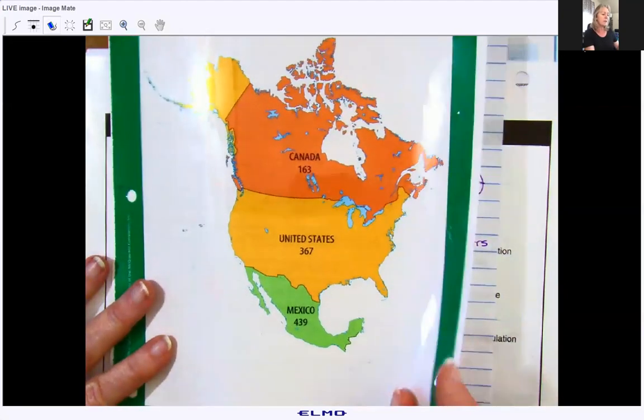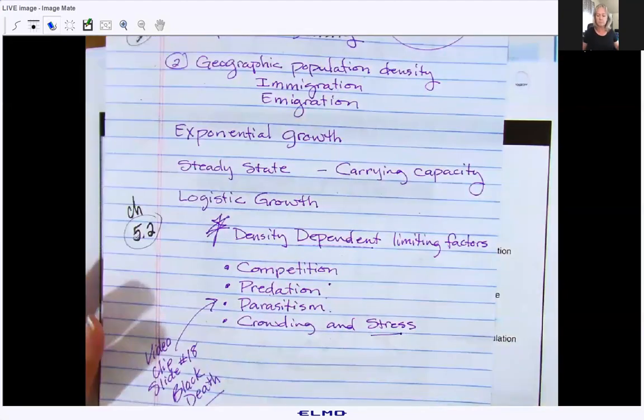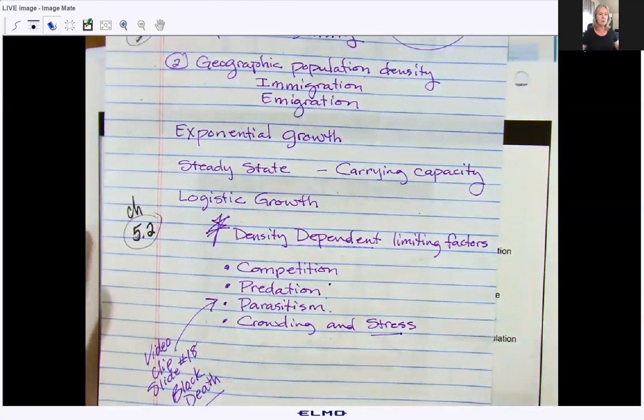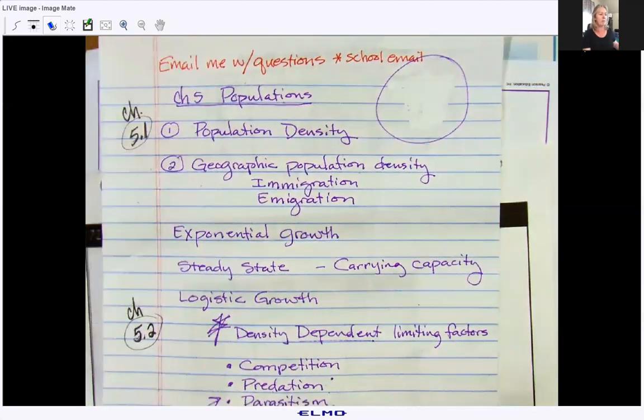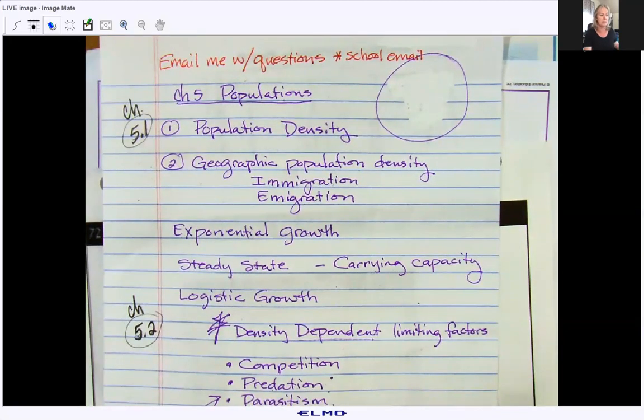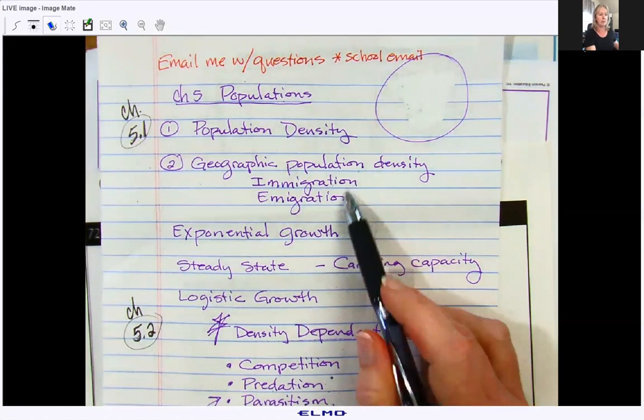So in looking at our chapter, I want to talk about the first couple of sections. 5.1 is talking about population density. So when we talk about population density, that's the number of organisms that is in an area. And then geographic population density can be influenced by a couple of things.